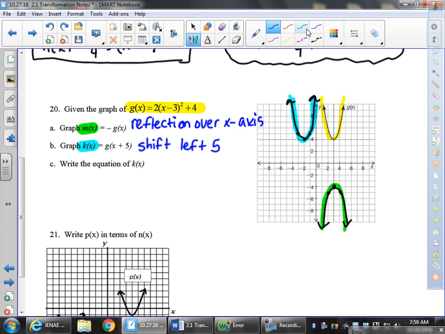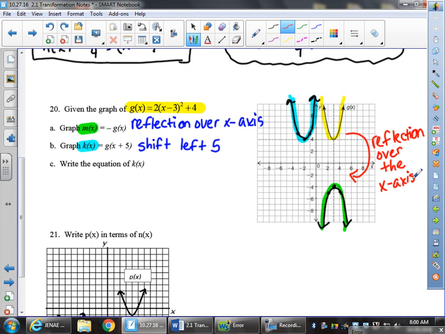So if you want to visualize our first part, m of x literally reflected over the x-axis, whereas k of x was a horizontal shift left 5.